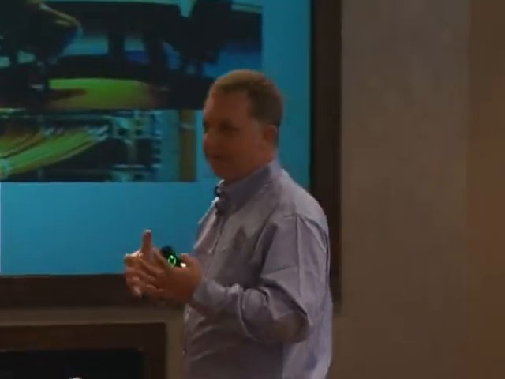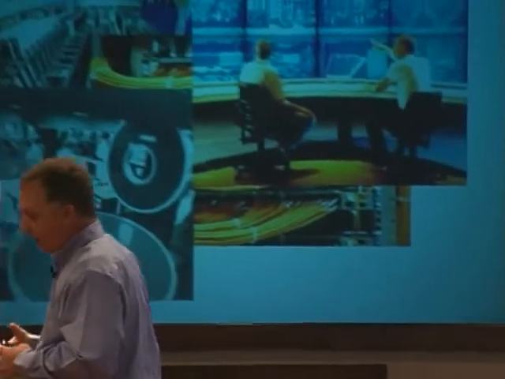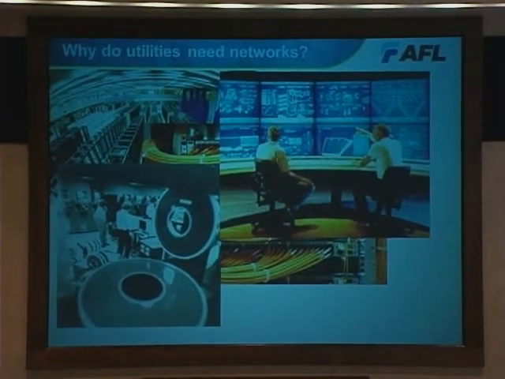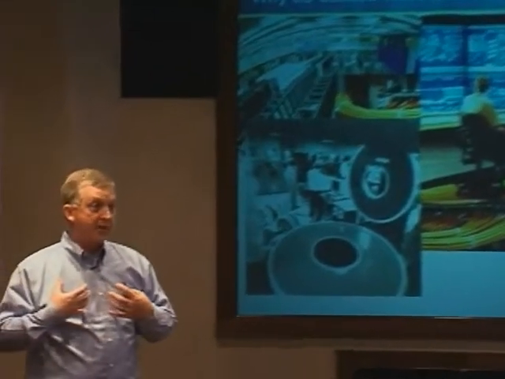But you've got to get information back to the utilities' control centers. They've got to have information in the aftermath of hurricanes and ice storms and tornadoes to be able to make decisions to restore the power. And the networks are what bring that information. I'll give an example from my experience at Southern Company.